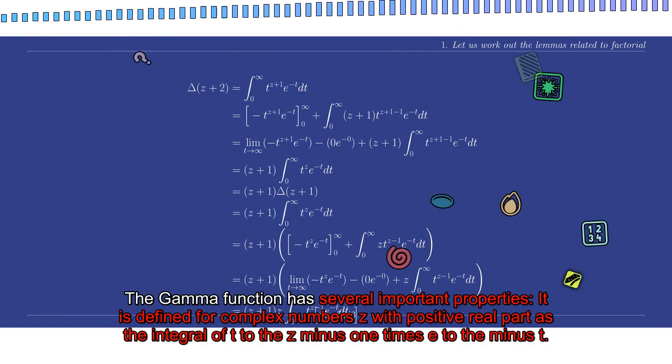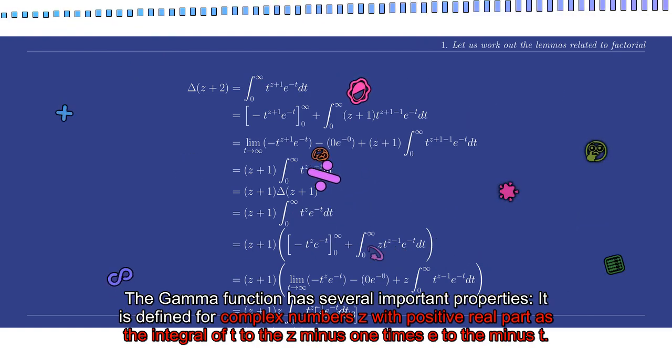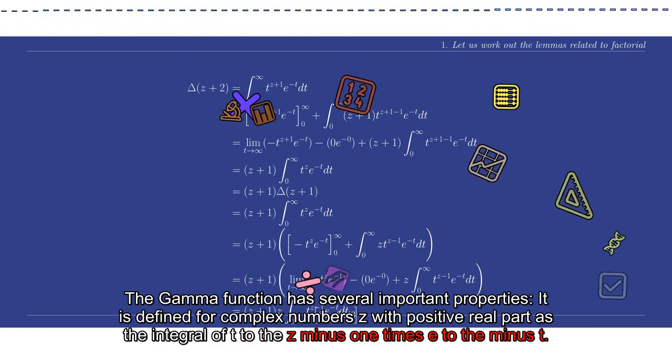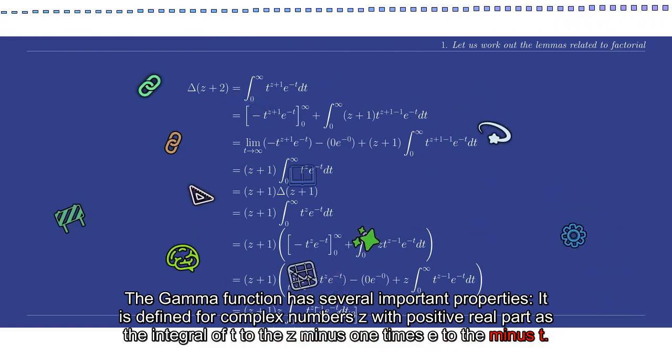The gamma function has several important properties. It is defined for complex numbers z with positive real part as the integral of t to the z minus 1 times e to the minus t.